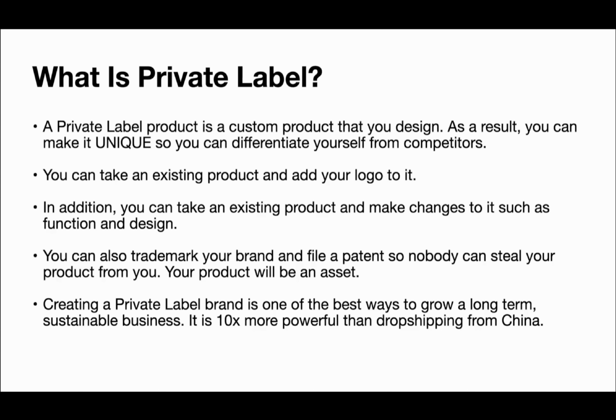And dropshipping is where you find an existing product on the market, you list it on your website, and whenever somebody purchases, you place an order with the supplier who ships it to the customer. So that's the best way to get started for beginners. But private label is a different, more advanced business model. So what is a private label product?